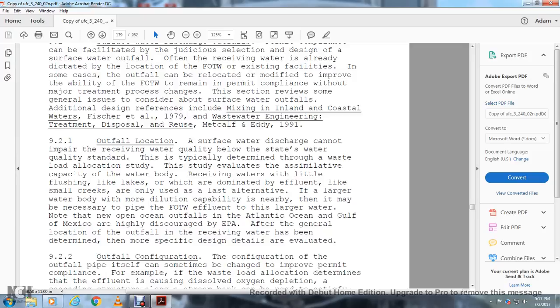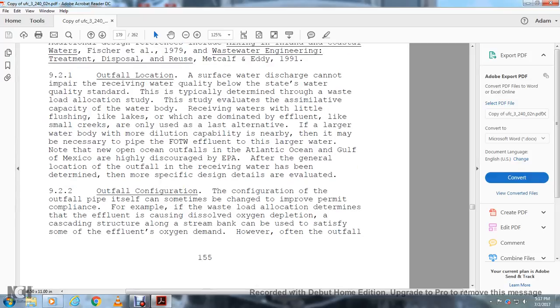After the general location of the outfall in the receiving water has been determined, the more specific design details are evaluated. 9.2.2 Outfall configuration. The configuration of the outfall pipe itself can sometimes be changed to improve permit compliance with, for example, the wastewater load application that determines the effluent dissolved oxygen depletion. A cascading structure on the bank of a long stream can be used to satisfy the effluent oxygen demands.